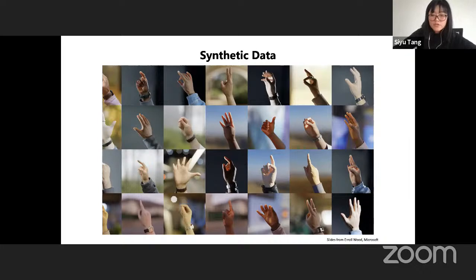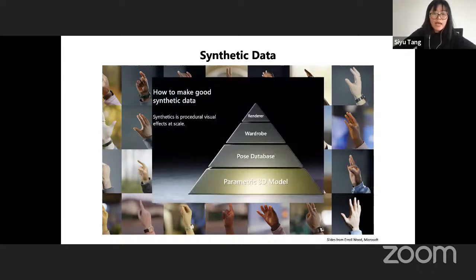And also, for example, dense supervision. With synthetic data, we can really train per-pixel depth, and also 400, 500 keypoints for a single hand, which is impossible if you have real-world images and you ask people to annotate that. And this is how these beautiful images are made according to Arrowwood. So basically they have a parametric 3D model, and they have a pose dataset, they have wardrobe, and in the end they have a renderer.